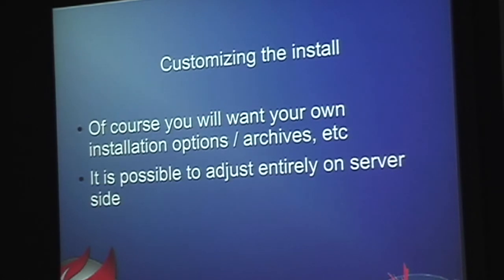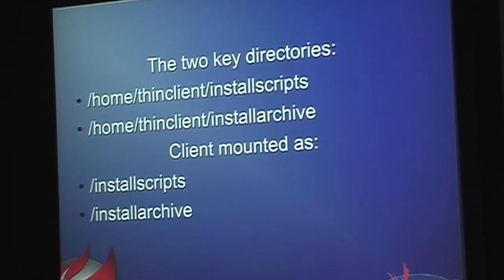So, first thing, of course you're going to want to customize this, right? My example is a neat little example, but most of you aren't going to be doing UFS. You'll probably be deploying ZFS, maybe you want your own installation archive, etc. It's easy to adjust this entirely on the server side. There are two key directories, which the utility mentioned at the end of its run. They're on the server under home, thin client, and then install scripts is where we put our config scripts, and install archive is where you can put system archives. So you may have your FreeBSD releases in there, your own custom rolled release, whatever you need.